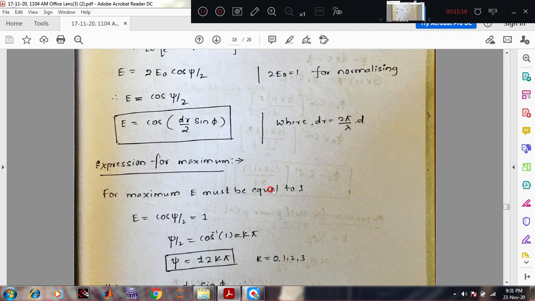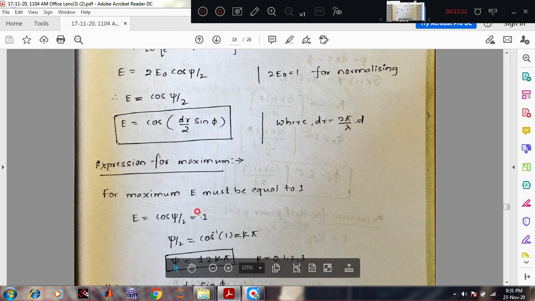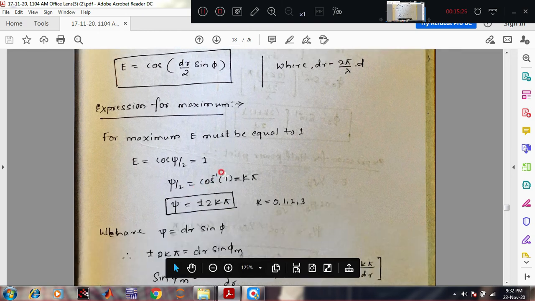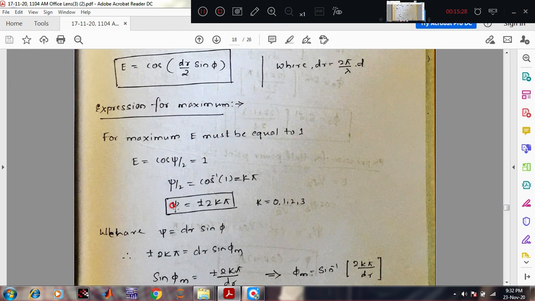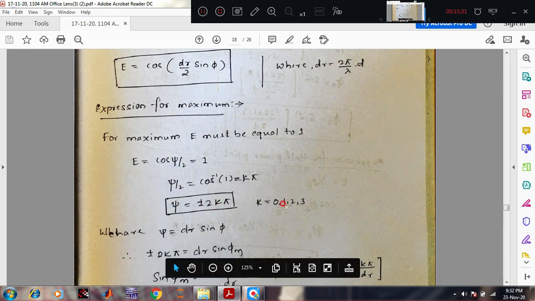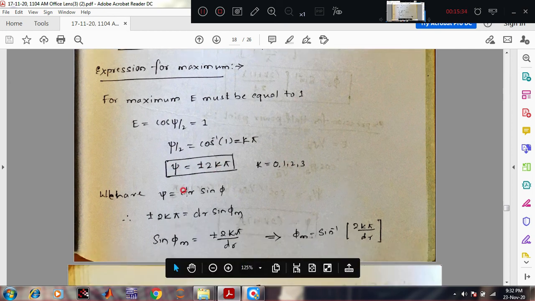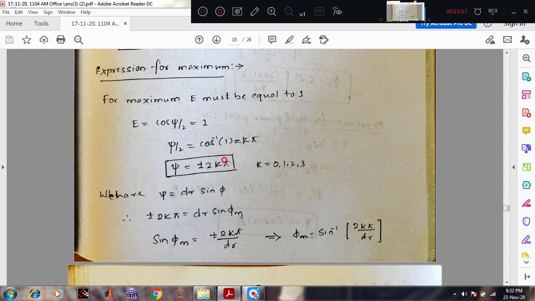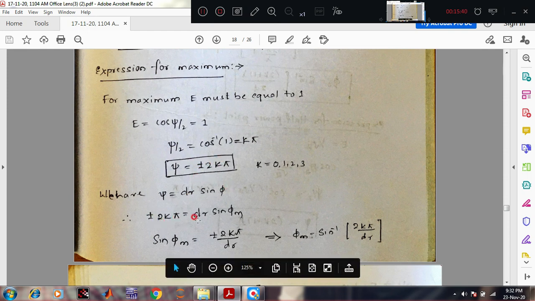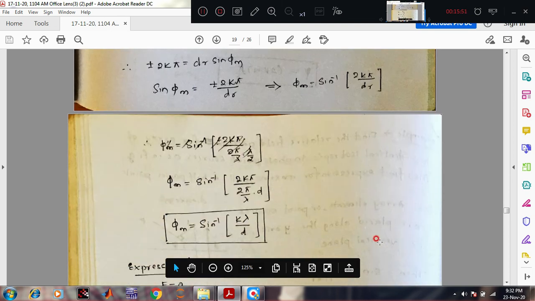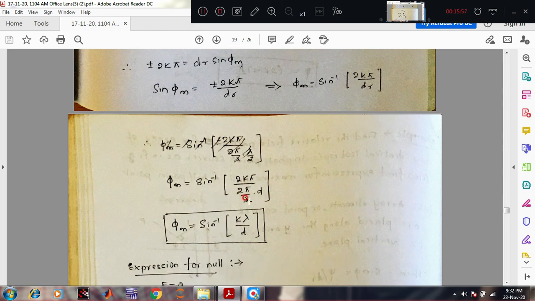Now the expression for maximum. For maximum, E must be equated to 1. So cos psi by 2 is equal to 1. So psi by 2 is equal to cos inverse of 1, which is equal to k pi. Therefore psi is equal to plus or minus 2 k pi, where k ranges over 0, 1, 2, 3. We have psi equal to dr sin phi, so 2 k pi is equal to dr sin phi m, where phi m is the angle of maximum. Sin phi m equals plus or minus 2 k pi by dr. So phi m will be sin inverse of 2 k pi by dr.